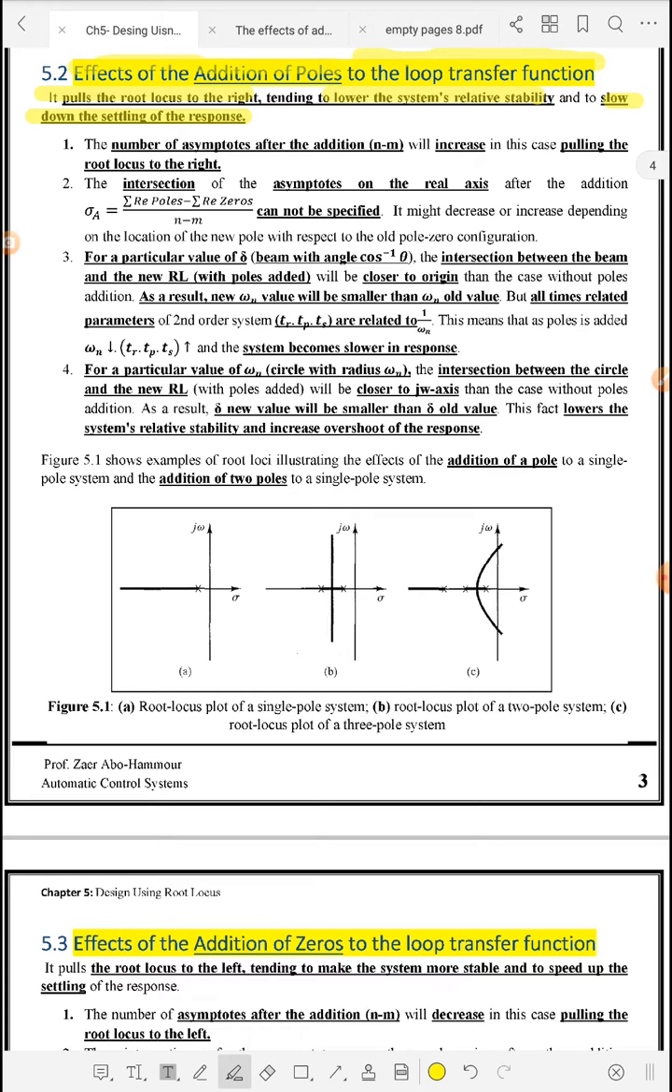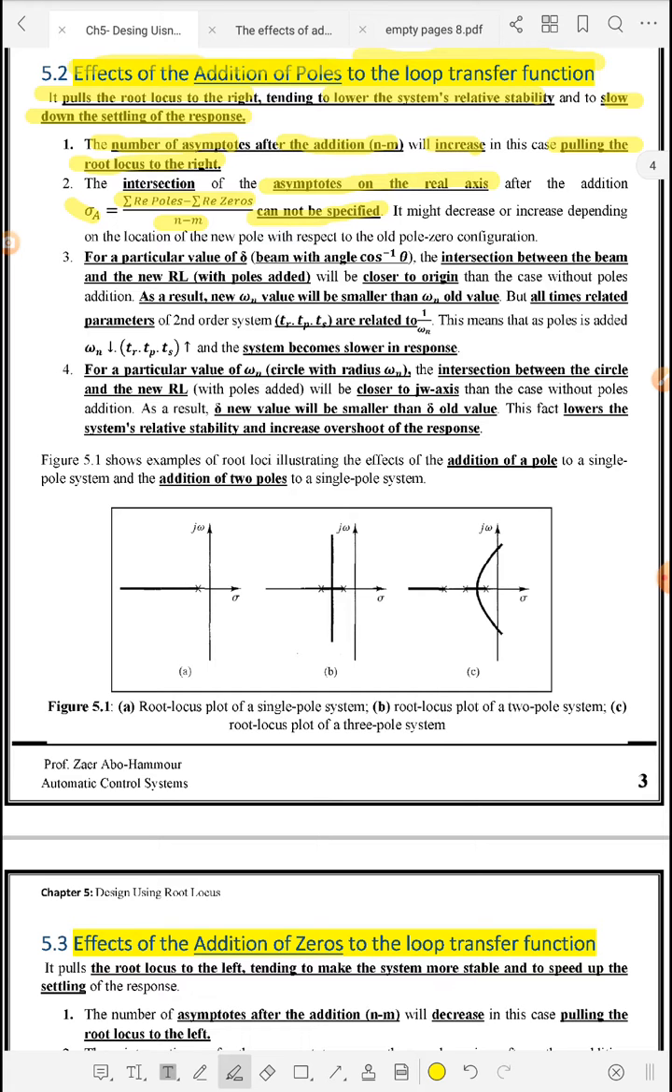So as I have mentioned, if we add a pole to the loop transfer function, then the number of asymptotes will increase, n minus m will increase, and this increase will pull the root locus to the right hand side. And regarding sigma a, which is the intersection of the asymptotes with the real axis, it cannot be specified. Why? Because here we are changing both the numerator and denominator. The denominator we are changing because n minus m is increasing, and we are adding poles, and then the summation of all real parts of poles is changing.